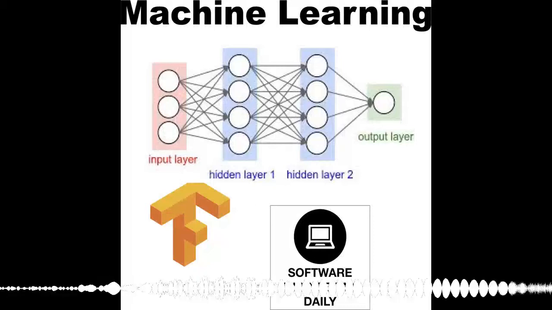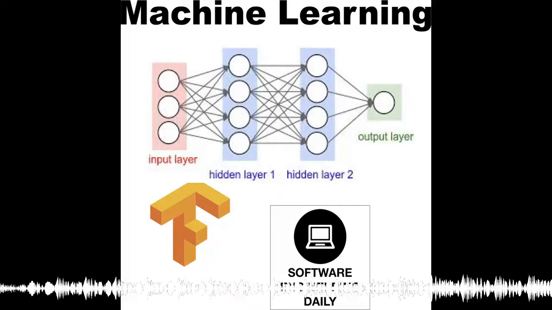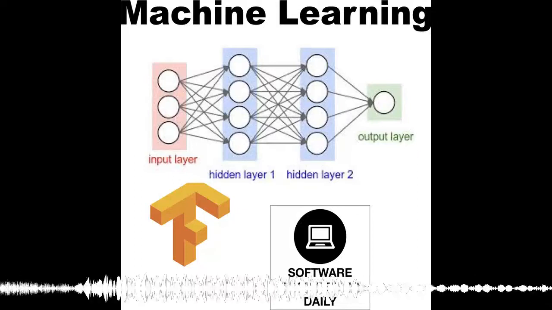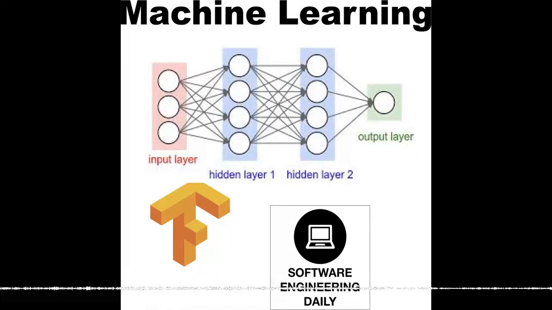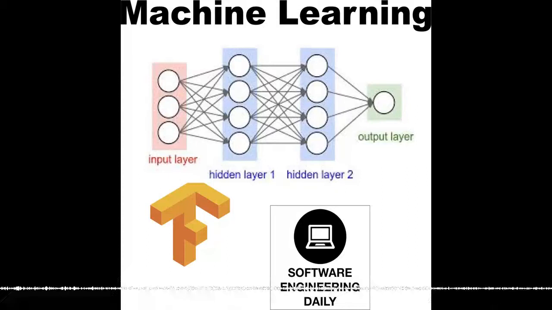TensorFlow is Google's open source machine learning library. Rajat Monga is the engineering director for TensorFlow, and in this episode we cover how to use TensorFlow, including an example of how to build a machine learning model to identify whether a picture contains a cat or not.